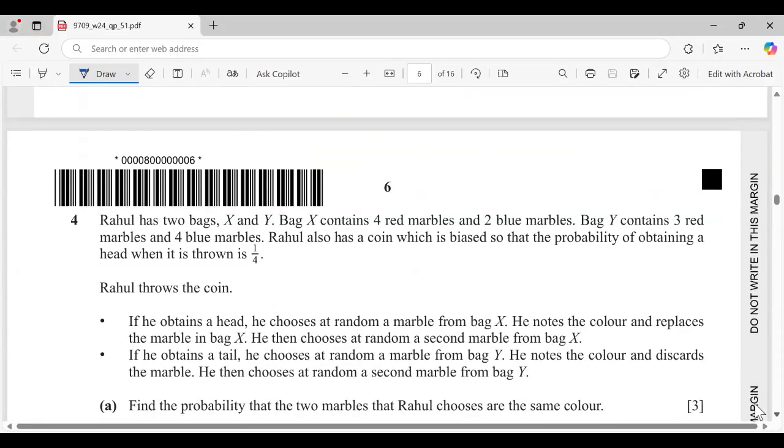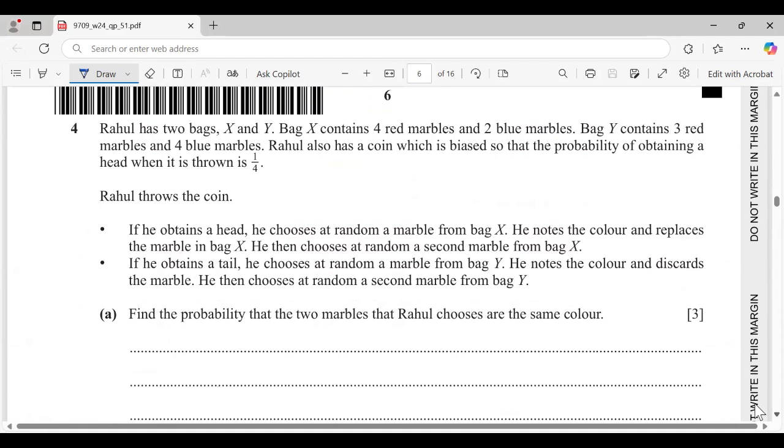Number 4. Rahul has 2 bags, X and Y. Bag X contains 4 red marbles and 2 blue marbles. Bag Y contains 3 red marbles and 4 blue marbles. Rahul also has a coin which is biased so that the probability of obtaining a head when it is thrown is 1/4. Rahul throws the coin.